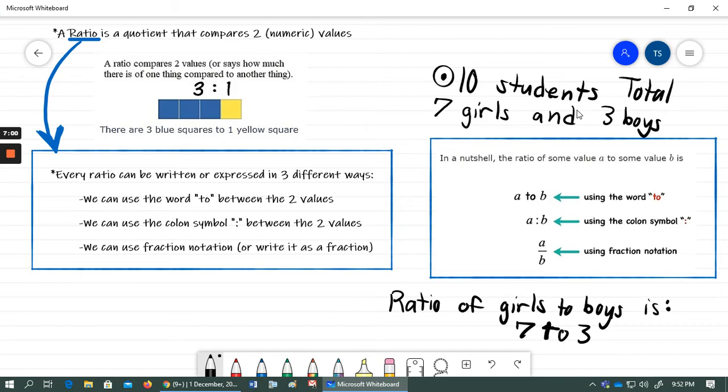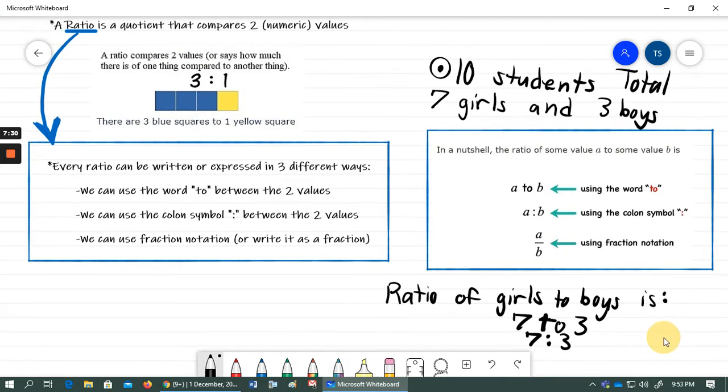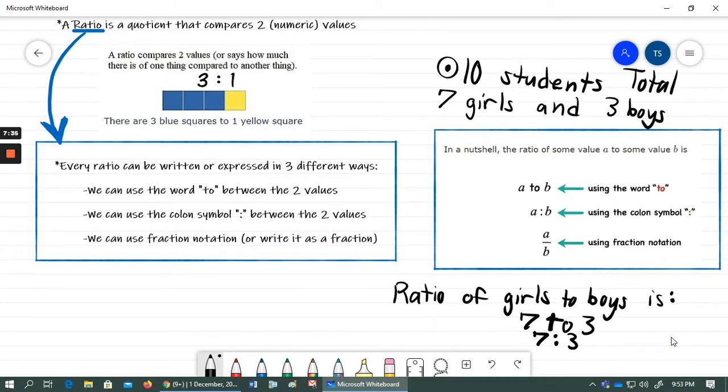We could use the word to in between the two values, or we can use the colon symbol. And again, that colon symbol is right there. We can use that colon symbol like that. 7 to 3, we still say the same thing. The ratio of girls to boys is 7 to 3, right? So for every 7 girls, there are 3 boys, right? That's the ratio. And hopefully you guys remember that, because this shouldn't be anything new for you, okay?